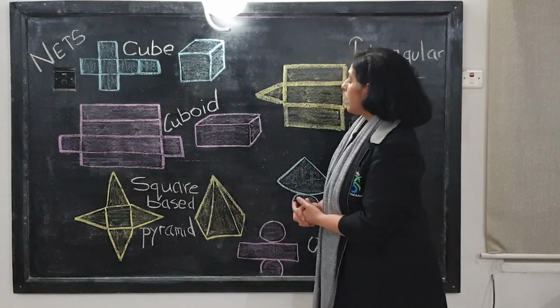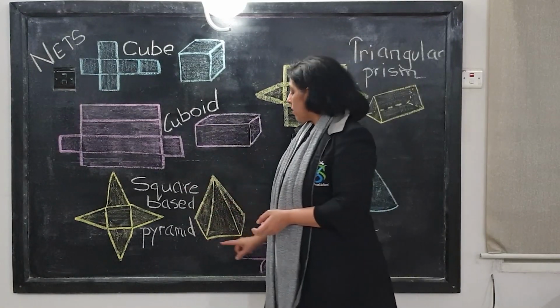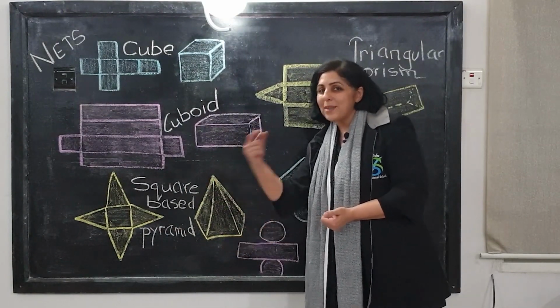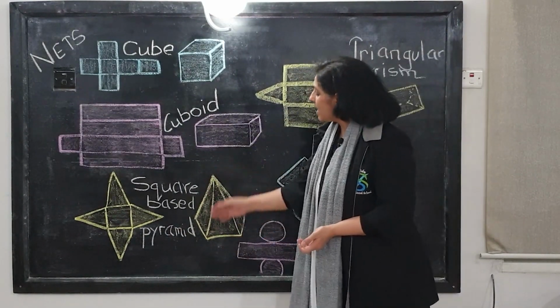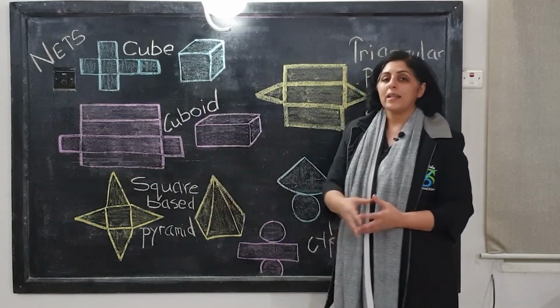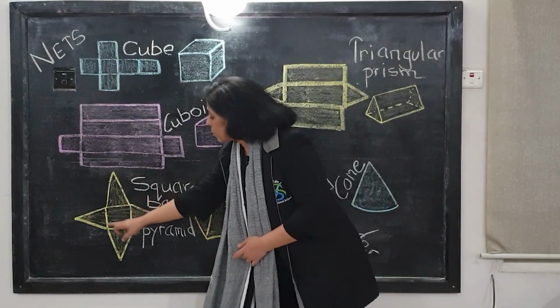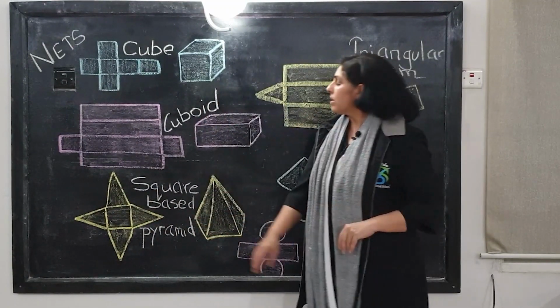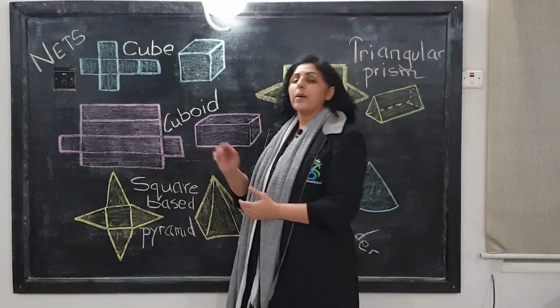Okay, moving on. This is a square base pyramid. A square base pyramid has a square base at the bottom and it has 4 triangles around it. So this is the square base. These are the 4 triangles. You put them together, this will become a square based pyramid.